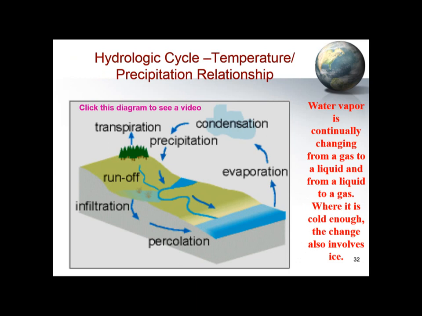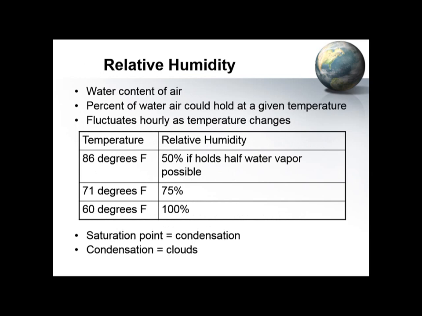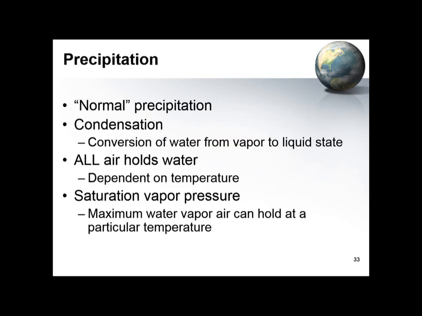Hydrologic cycle, temperature precipitation relationship. Water vapor is continually changing from a gas to a liquid and from a liquid to a gas. Precipitation, normal precipitation, condensation: conversion of water from vapor to liquid state. All air holds water, depending on temperature. Saturation vapor pressure: maximum water vapor air can hold at a particular temperature.